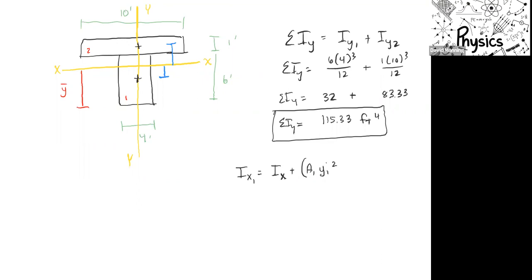I lost my mind for a second there. A1 y1 squared. So for that shape, you're going to use Ix plus A1 y1 squared, where y1 is actually y bar minus y1. So your formula actually is going to be Ix1 equals Ix plus A1 times (y bar minus y1) squared. So anyway, it looks harder than it really is. Remember, this is y1. This is what we did in chapter 7. So y1 would be here, it'd be 3 feet.